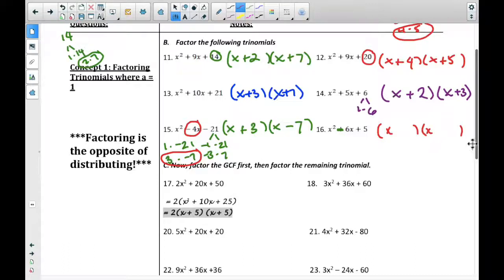Okay, number 16. Let's go ahead and, like I said, make this a minus in there. I started off my parentheses by putting an x here and an x here. I know I need to factor my 5 and say 1 times 5, and that's the only option because it's prime. But my middle term here is a minus, and so I need to think about that.